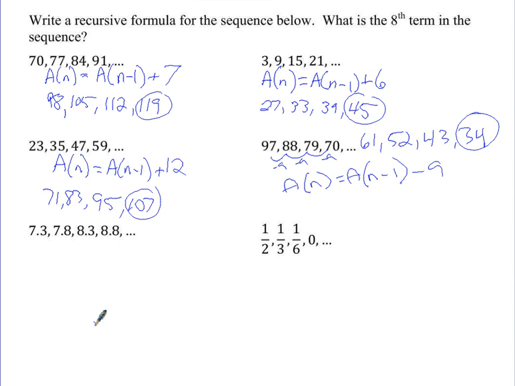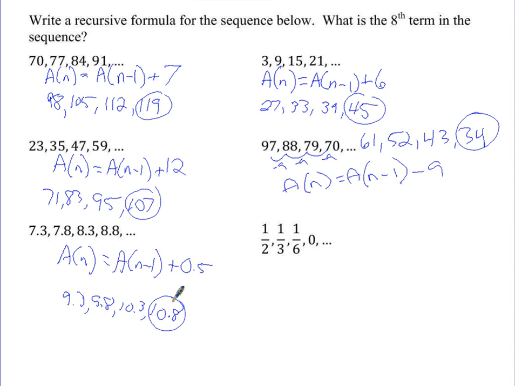Next one. Is this an arithmetic sequence? Yes? How much are we changing by each time? We're adding 0.5. So my formula is going to be plus 0.5. And now we need the eighth term. We have the fourth term. What's the fifth term? Okay? That's the eighth term.